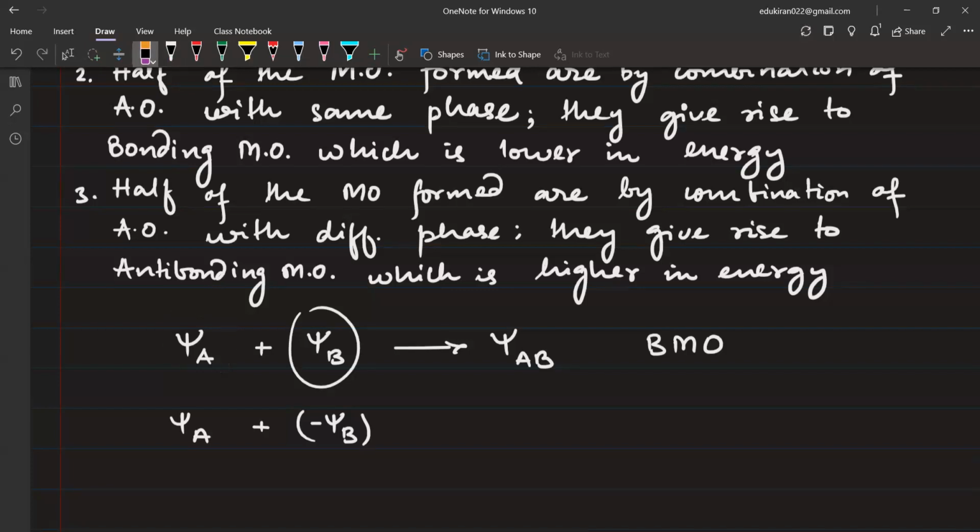So we are talking about same phase and different phase. Negative is not a bad thing here. If you have negative and negative, then also it is good. If you have positive and negative, then it is bad. Negative is also good, positive is also good. Okay? Let's go. Next, you write: this will be known as psi star AB, and this is anti-bonding molecular orbital. Okay?